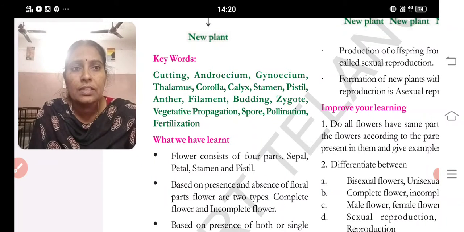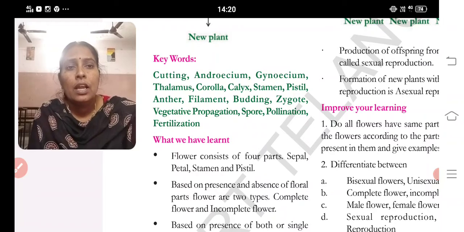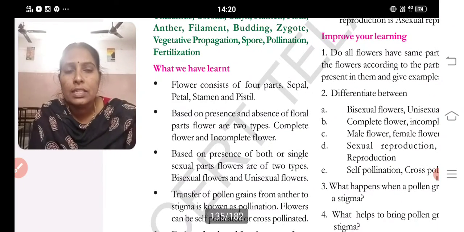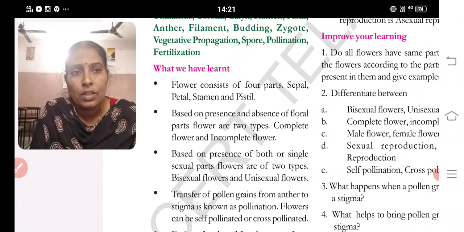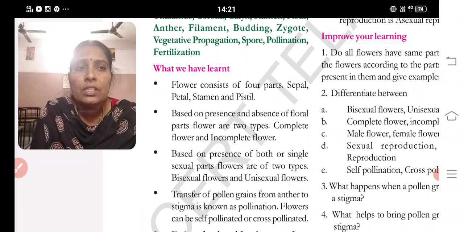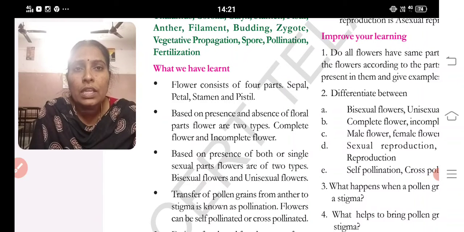Based on the presence and absence of floral parts, flowers are of two types: complete flower and incomplete flower. And based on the sexual parts, flowers are of two types: bisexual, which has both, and unisexual, which has only the male or female part.